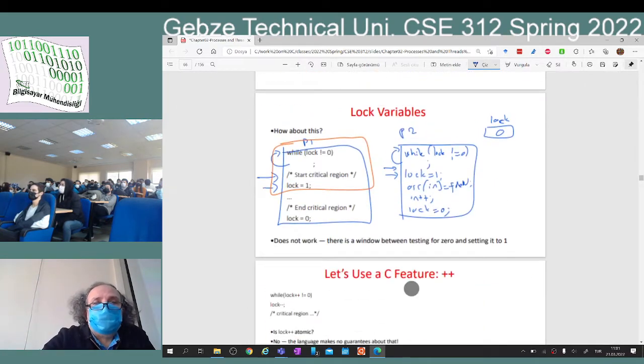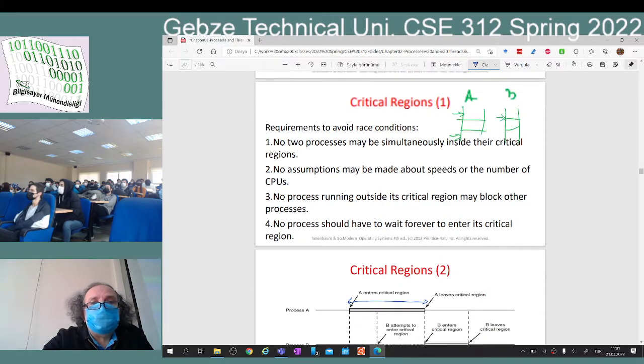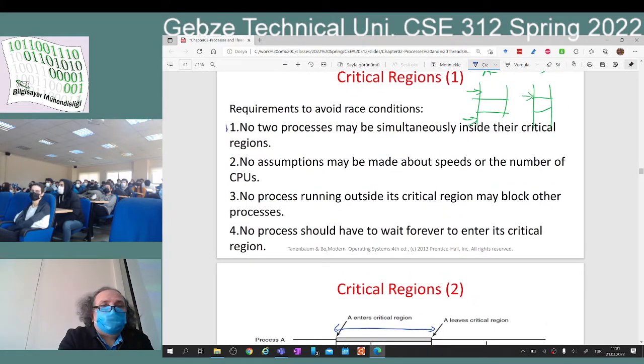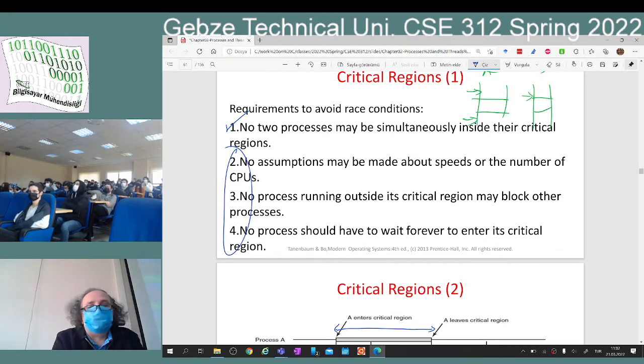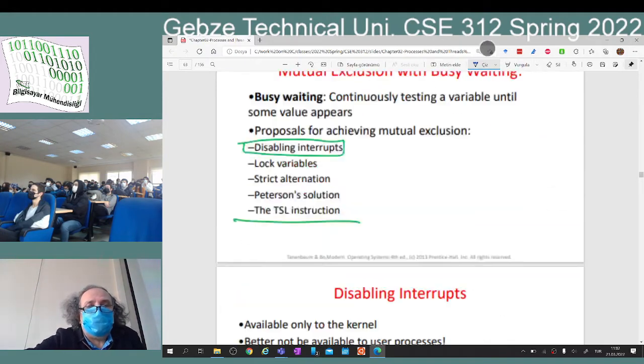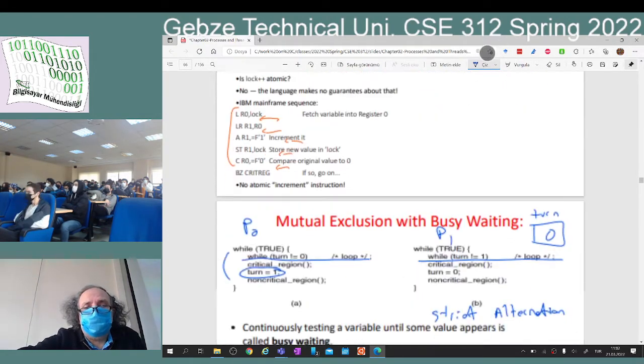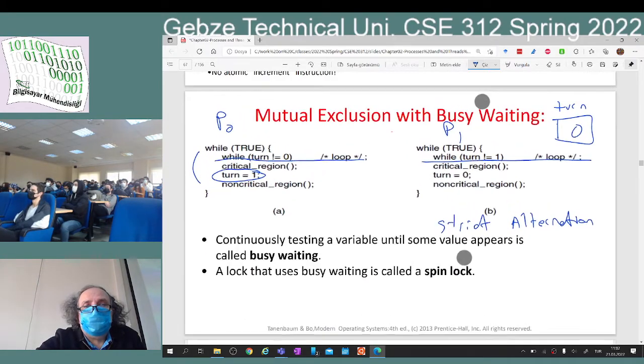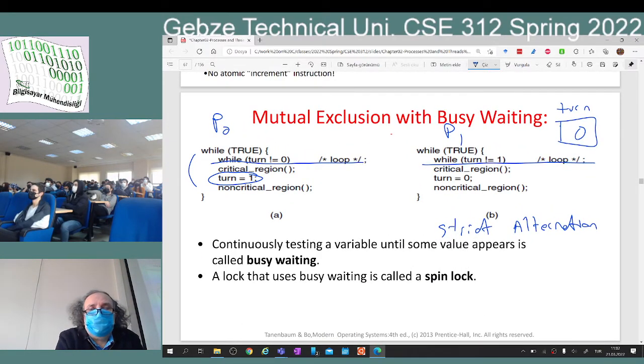Let's remember the rules again. The rules are saying this. We are okay with this one. No assumptions may be made about the speeds or the number of CPUs. Maybe the rule number two, and maybe number three. That strict alternation solution has problems with rules number 2, 3 and 4 actually at the same time. Let's see the problem. Maybe I should let you think about it a little bit. Think about it in terms of rules number 2, 3, 4.